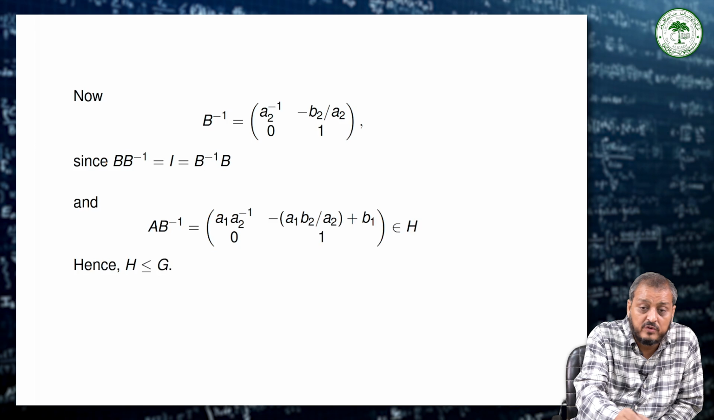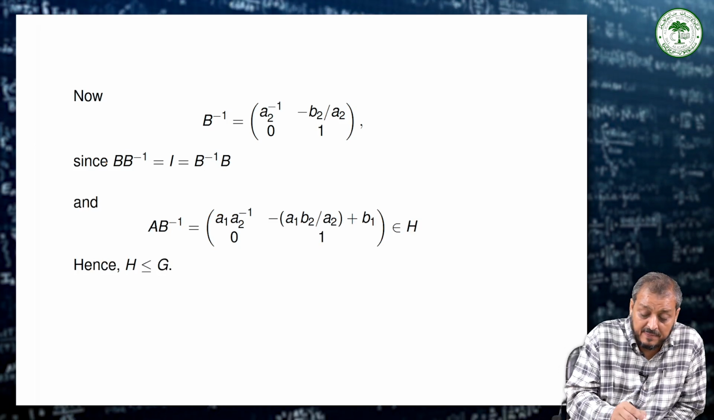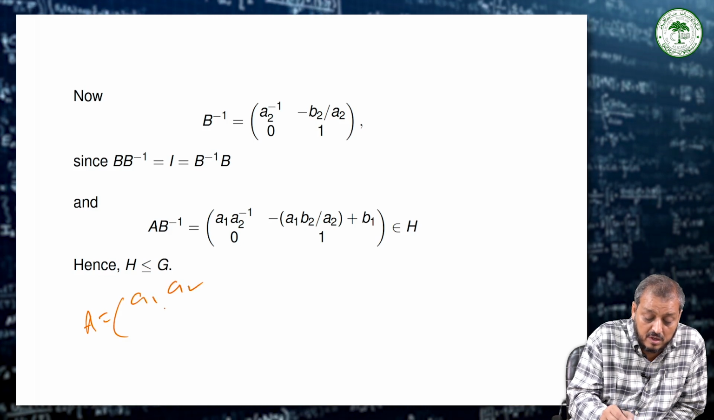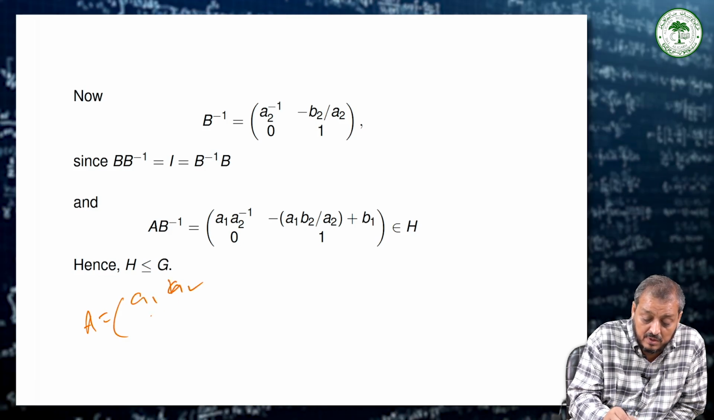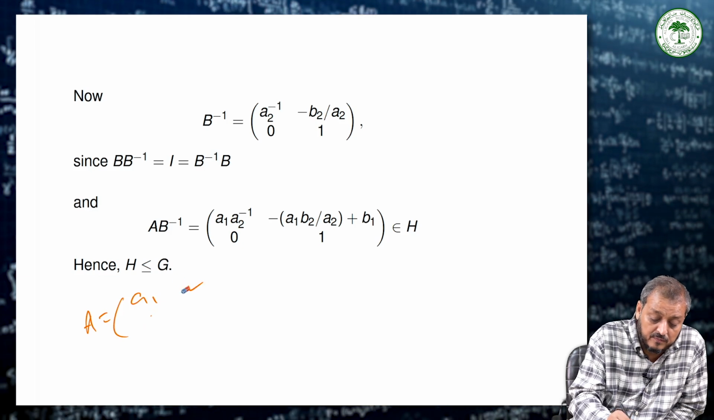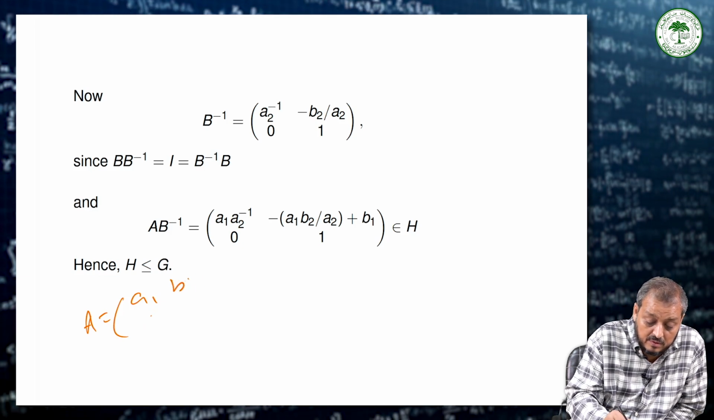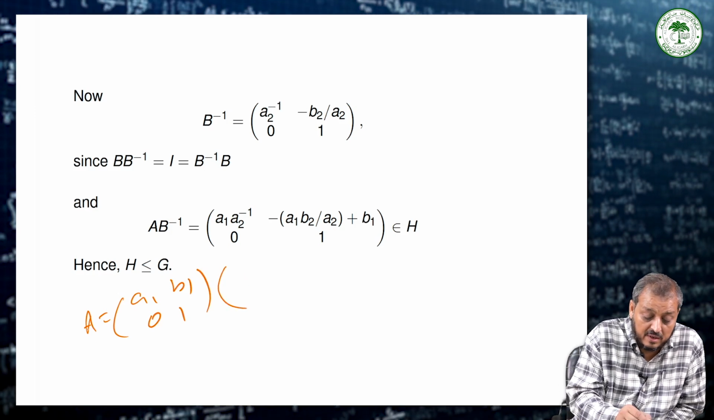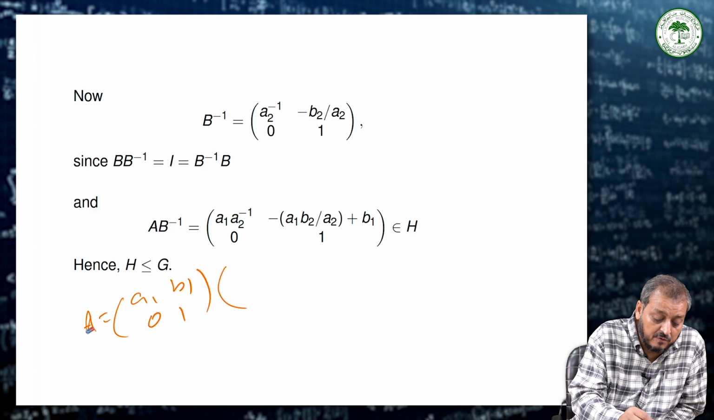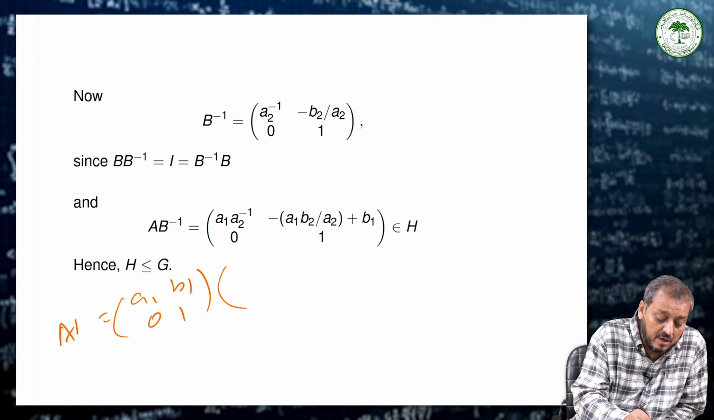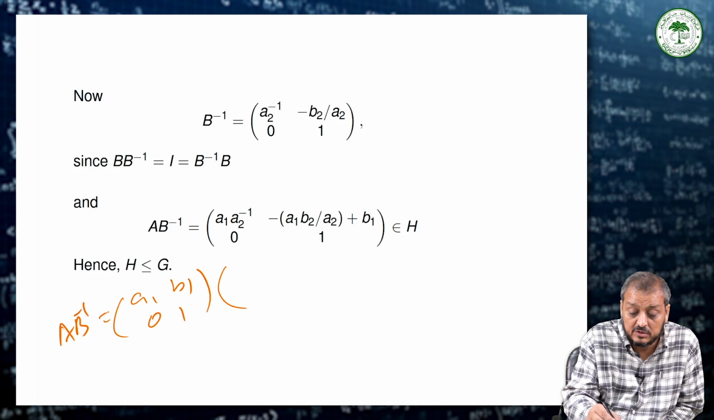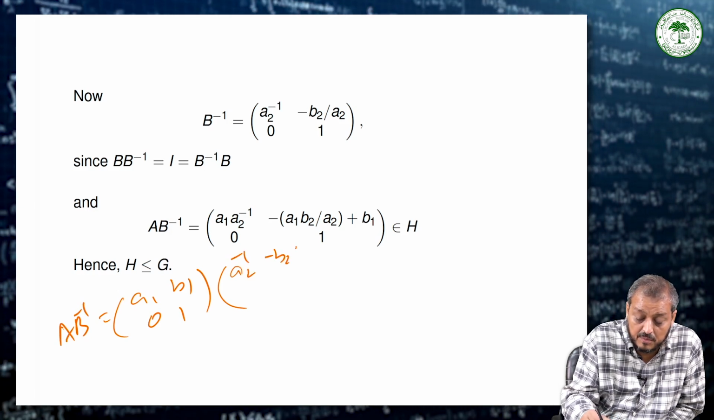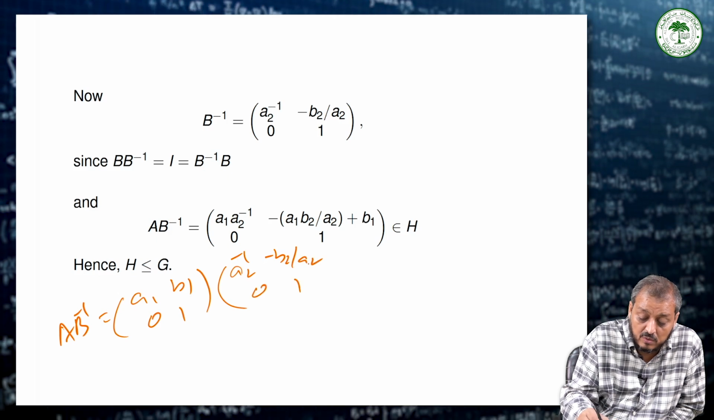Okay, so now we have to calculate AB inverse. A is equal to the matrix with entries A1, B1, 0, 1, and then we have B inverse. We have to calculate for A and B, so A B inverse. B inverse is equal to the matrix A2 inverse, minus B2 upon A2, 0 and 1.